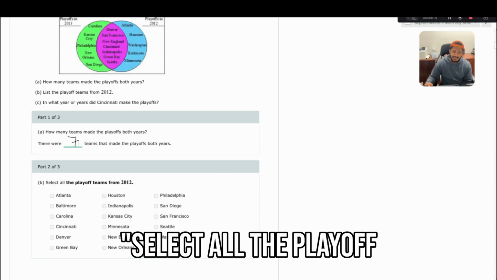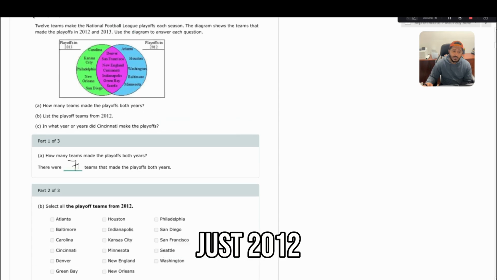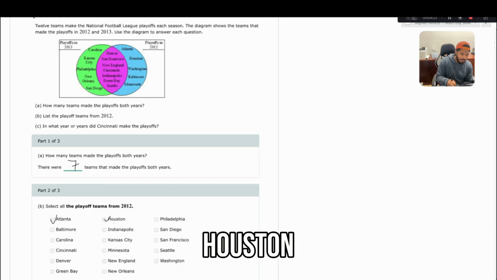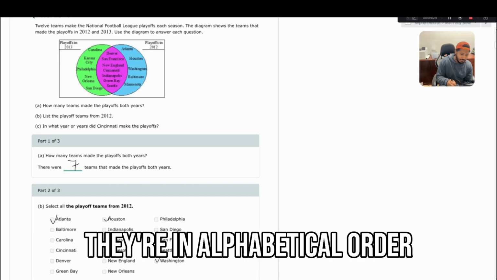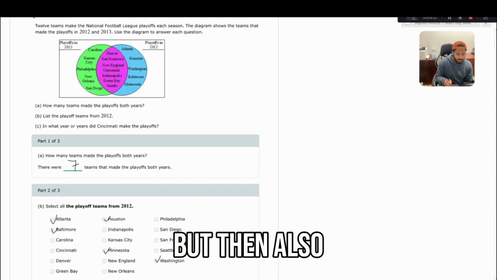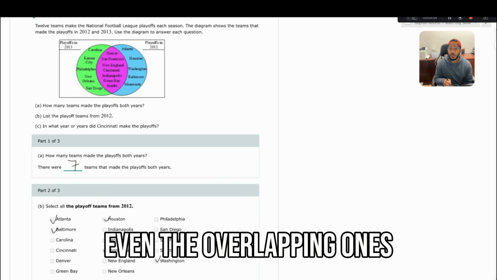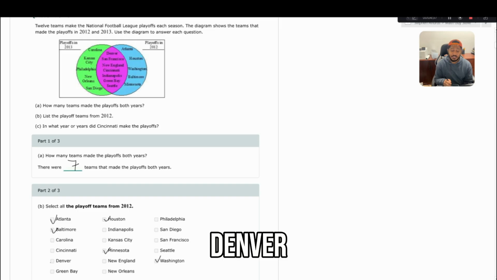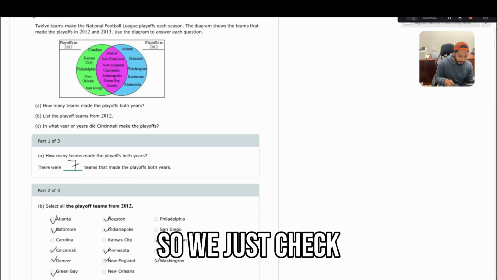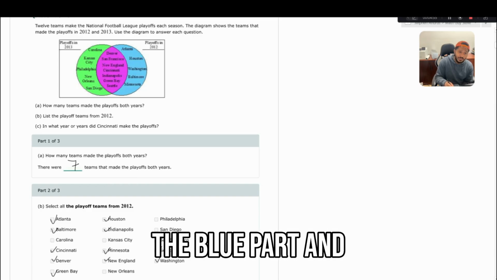Part 2 says select all the playoff teams from 2012. So just 2012, right? So we'd highlight, okay, Atlanta, got it. And I'm just gonna put a check mark here. Atlanta, Houston, Washington. Luckily, they're in alphabetical order. It's easy to check. Baltimore, Minnesota here. But then also, again, this whole blue circle, even the overlapping ones, right? So we're also going to highlight Denver, San Francisco, New England, Cincinnati, Indianapolis, Green Bay, and Seattle. Okay. So we just check off all the ones that are in the blue part and where they overlap.